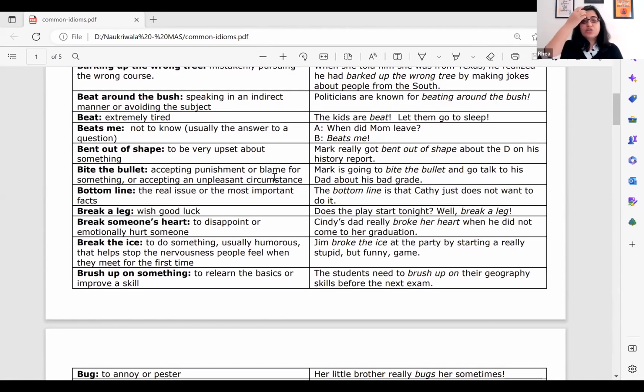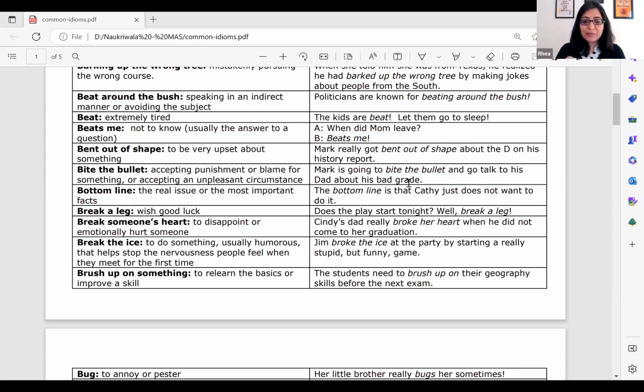Bite the bullet. So bite the bullet means accepting punishment, or if somebody is blaming you for something, you accept it. Okay, so Mark is going to bite the bullet and go talk to his dad about his bad grade. He's going to accept it that, yes, my dad will give me the punishment. Maybe he will yell at me. He's accepted that. And then he says, okay, let me go and talk to my father now.